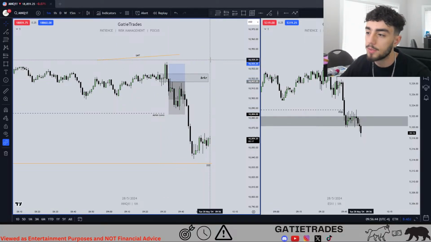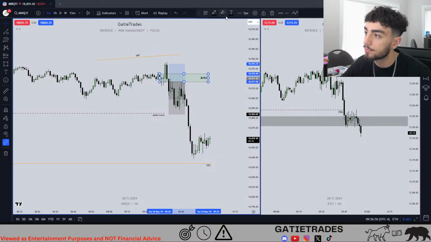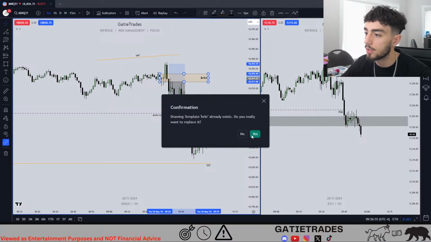You took a trade off the breaker? Yes. Took the trade off the breaker. And yeah, it was a clean trade. I like this for the breaker, the orange box.